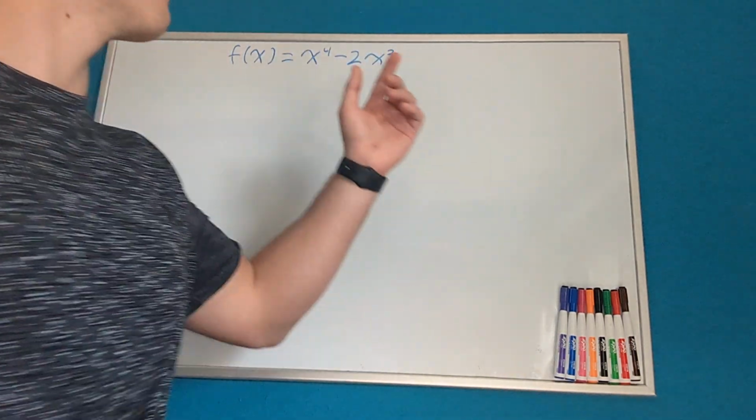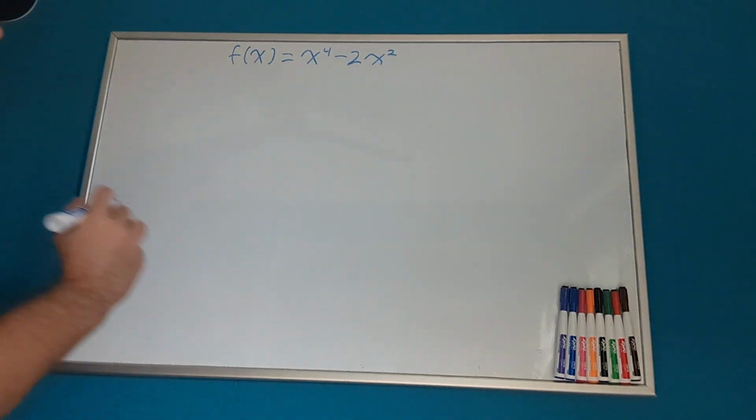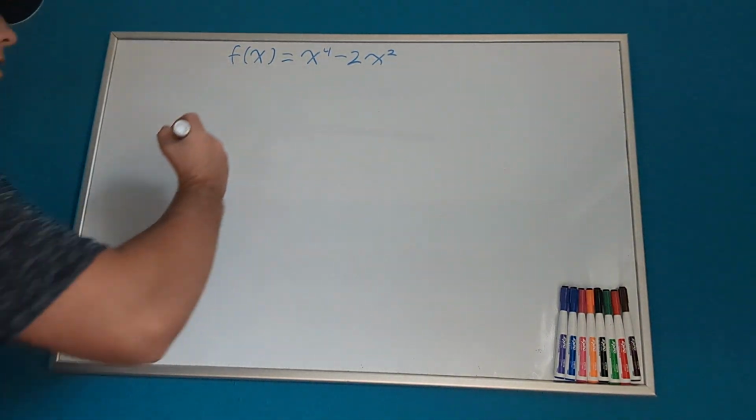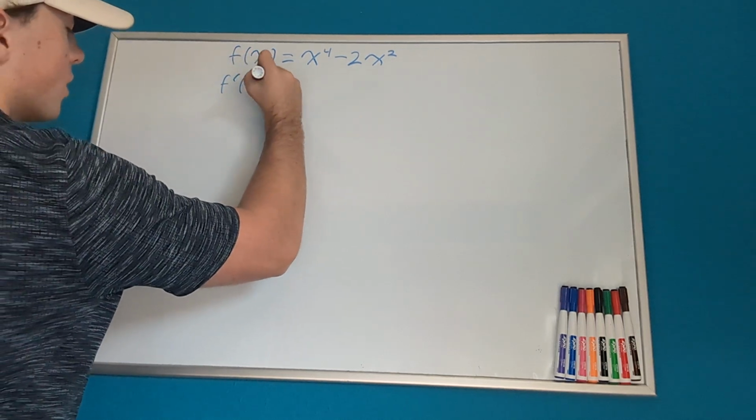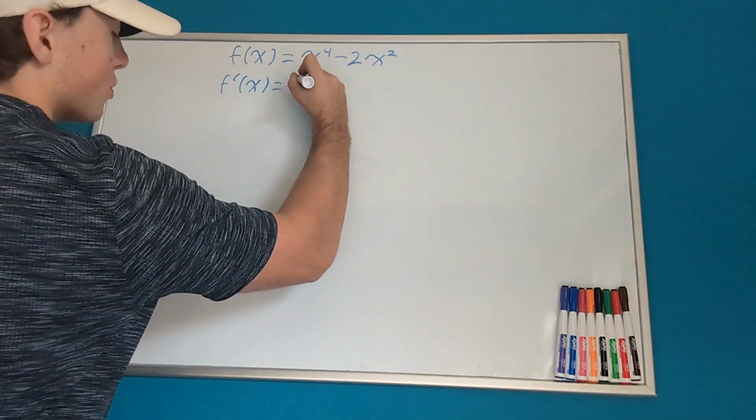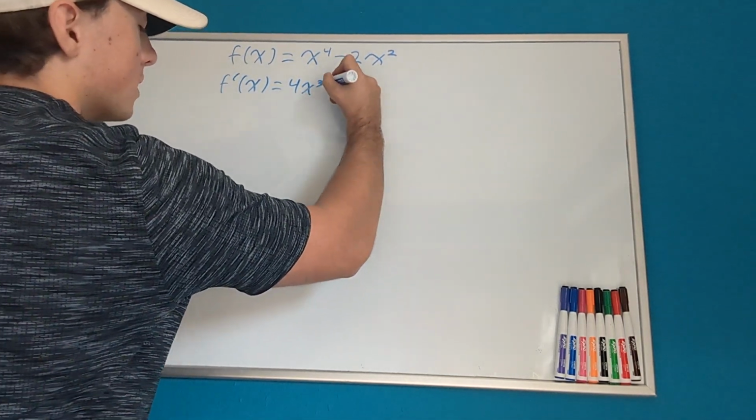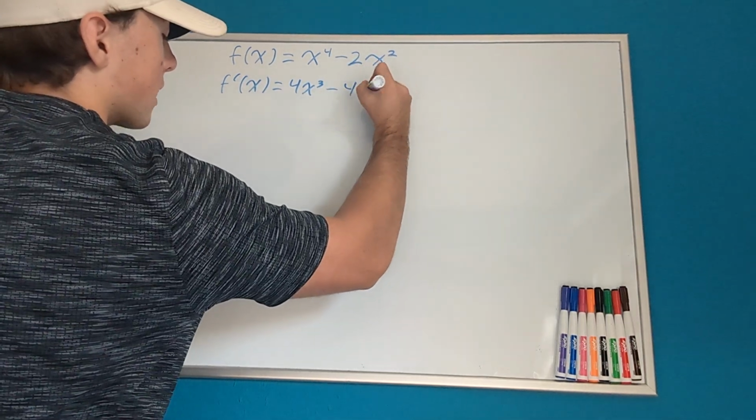Today, I want to talk about the second derivative test and what it lets us find. So here we have a pretty simple function, x to the fourth minus 2x squared. Let's take the first derivative. We'll get f prime of x equals 4x cubed minus 4x.